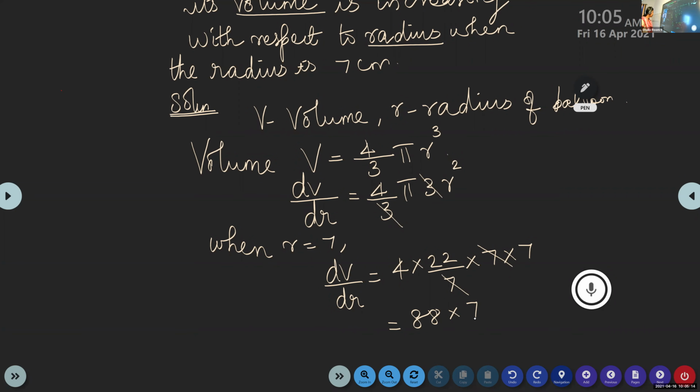What is the answer? 616. The unit is given as centimeter. Volume means centimeter cube, by radius, centimeter. So one centimeter will get cancelled, and we get centimeter square. So 616 centimeter square. Is it clear, children?